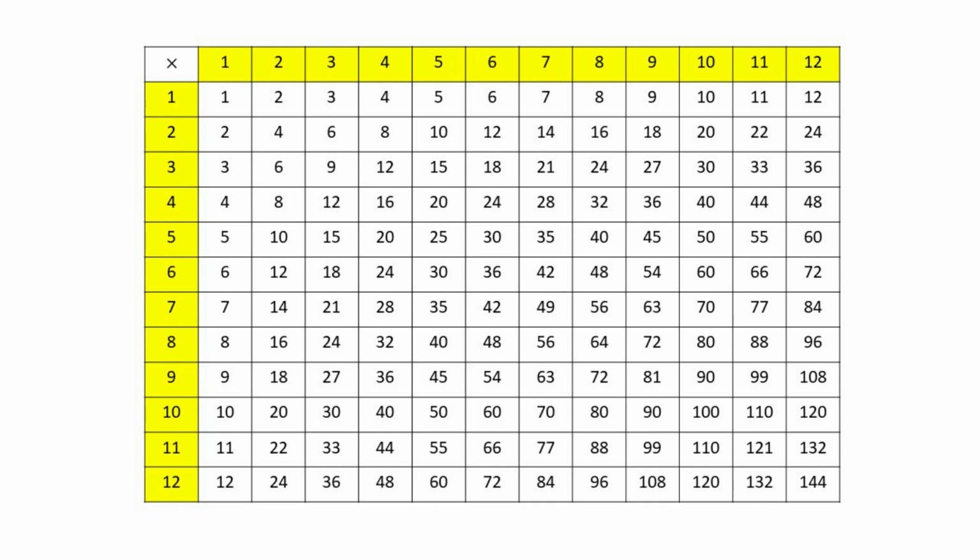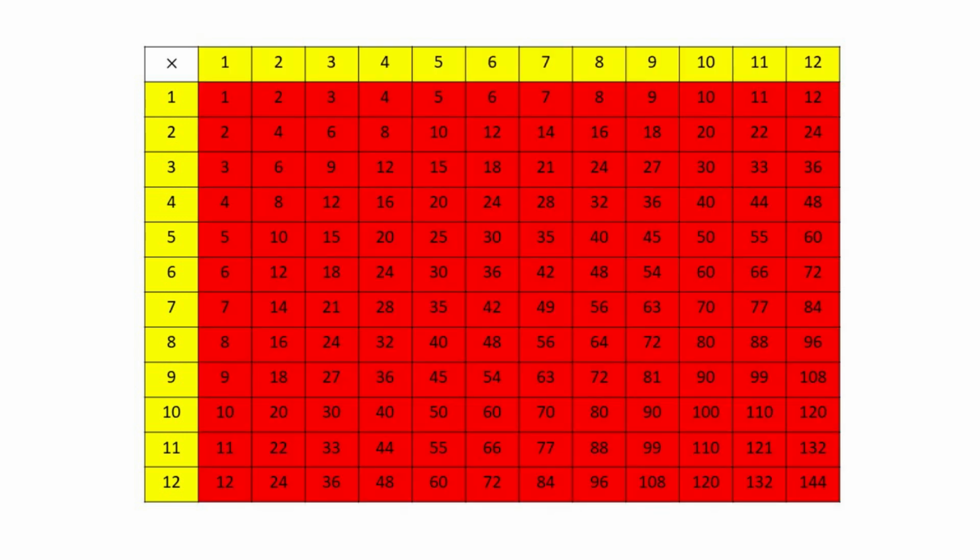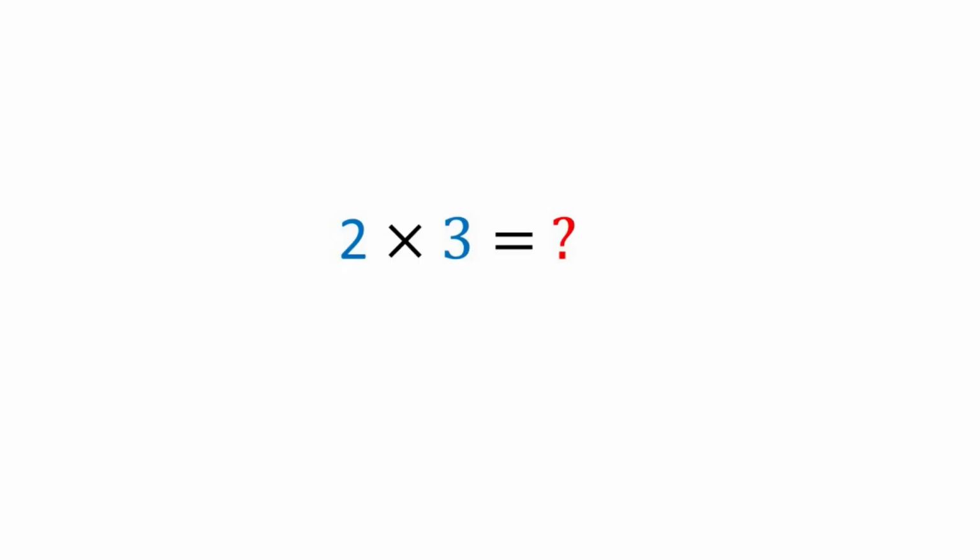One way is to multiply a factor shown on the side of the table by a factor shown on the top. The product will be the intersection. Have them use this way to find the product of factors 2 and 3.